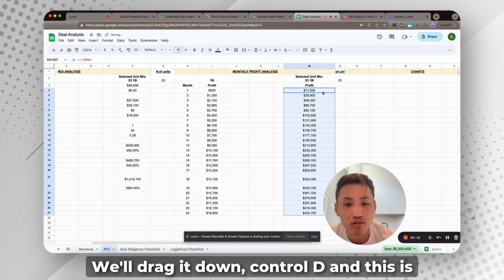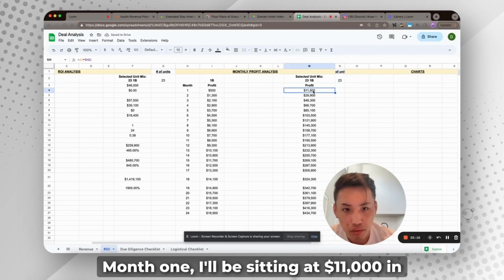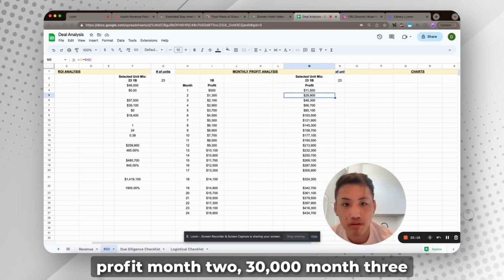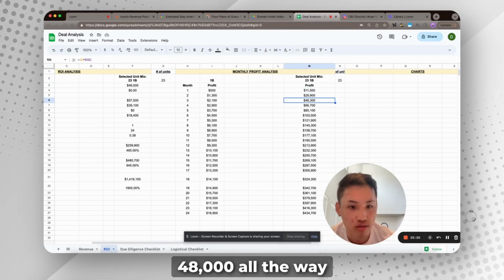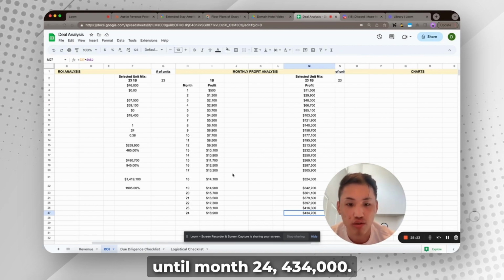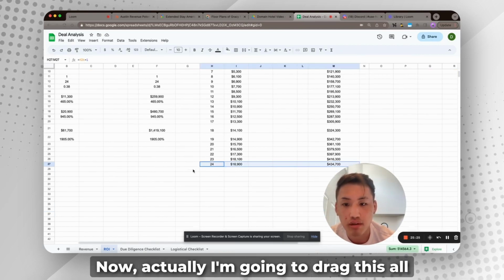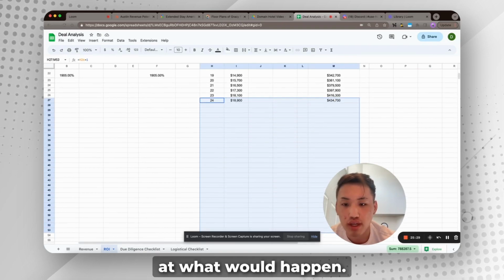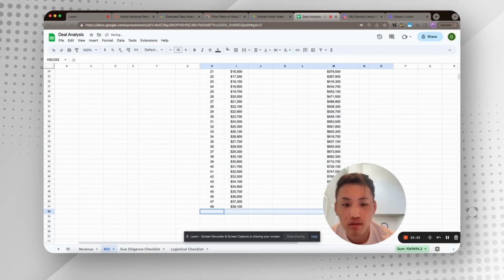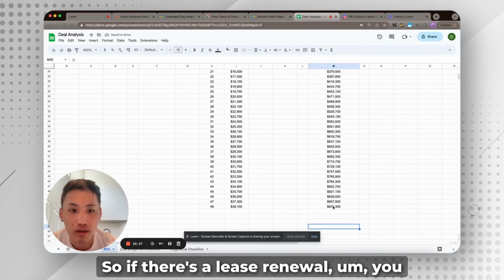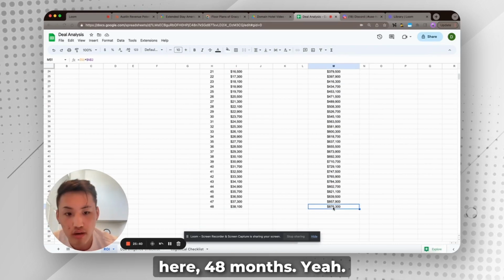We'll drag it down, Control D, and this is what the profit looks like. Month 1, I'll be sitting at $11,000 in profit. Month 2, $30,000. Month 3, $48,000, all the way until month 24, $434,000. Now, actually, I'm going to drag this all the way down to look at what would happen if there was a lease renewal. So if there's a lease renewal, the cumulative profit would be right here, 48 months.